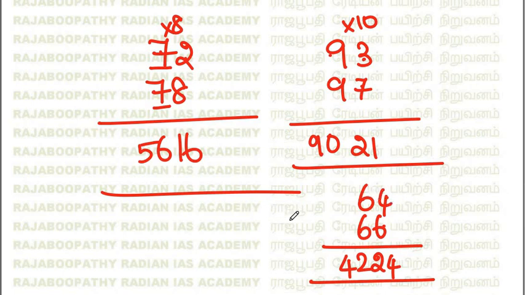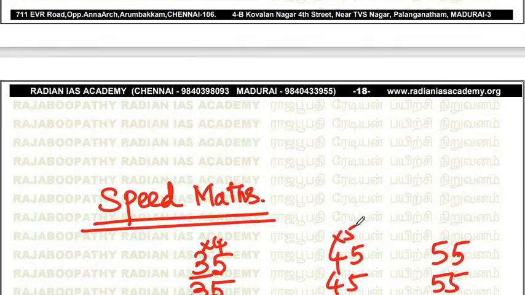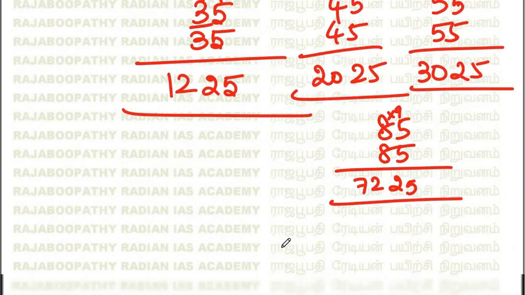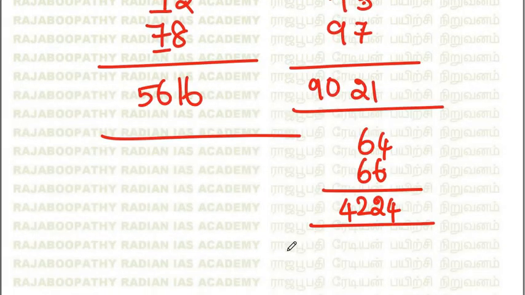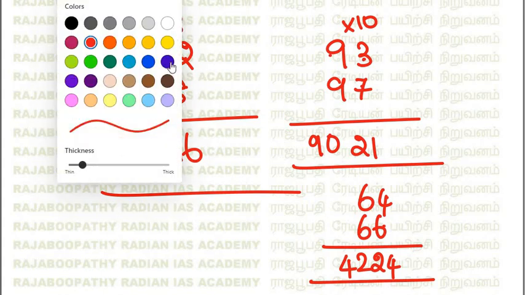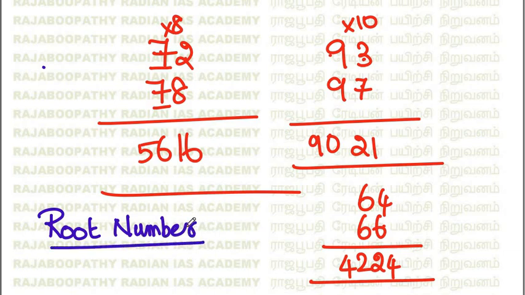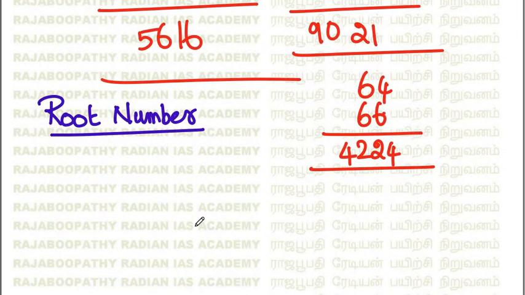I'll take another 10 minutes. Any multiplication, not only two-digit, any multiplication can be verified easily. Whether this is correct or not, I can easily verify. How am I going to verify? This is called root number in maths. What do you mean by root number? I'll take another 10 minutes, that's all.